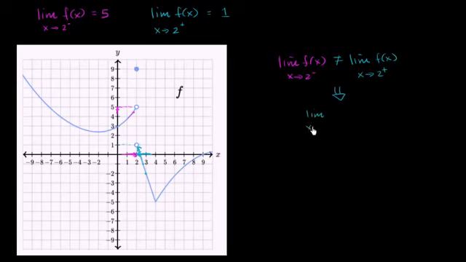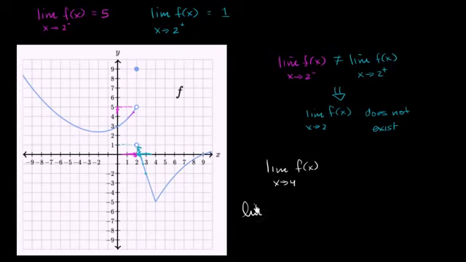The limit as x approaches 2 in general of f of x does not exist. In order for it to have existed, these two things would have had to be equal to each other. For example, if someone were to say, what is the limit of f of x as x approaches 4? As x approaches 4, well, then we can think about the two one-sided limits, the one-sided limit from below and the one-sided limit from above.